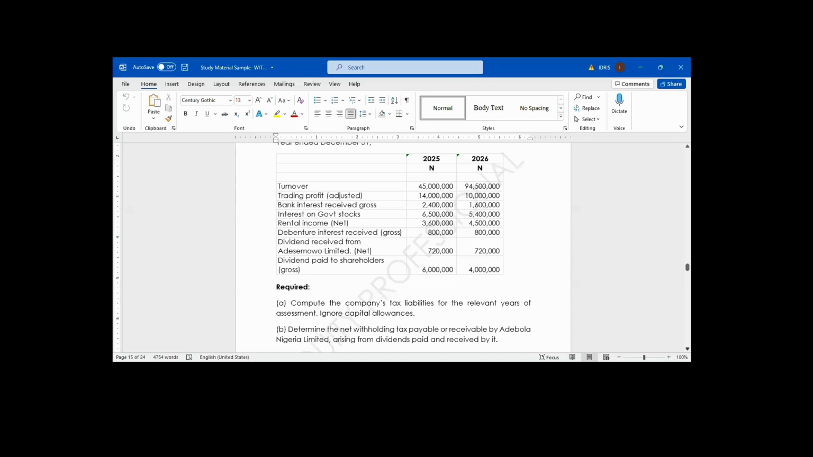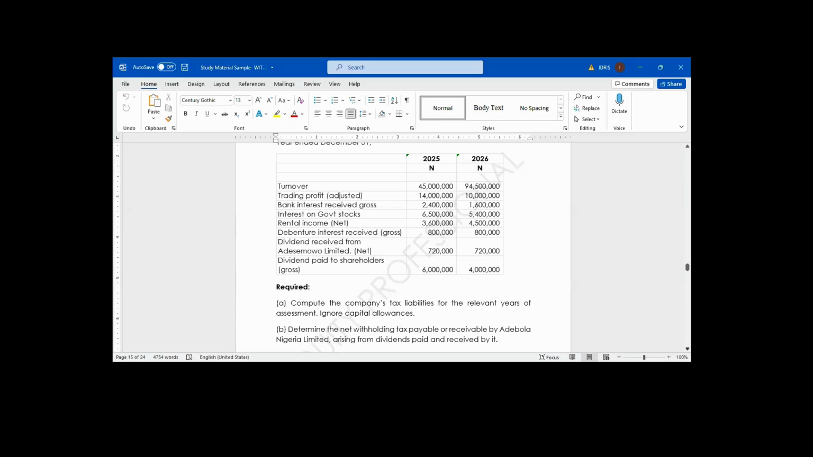Required, compute the tax liability for the relevant year of assessment. Ignore capital allowance. We are asked to compute tax liability from this. We should ignore capital allowance. So, how do we compute tax liability?